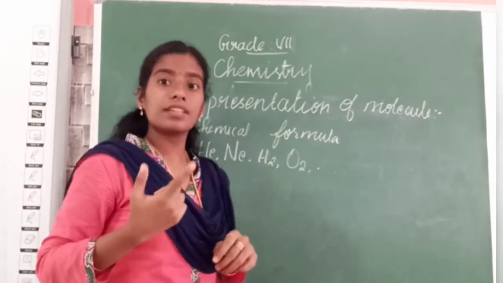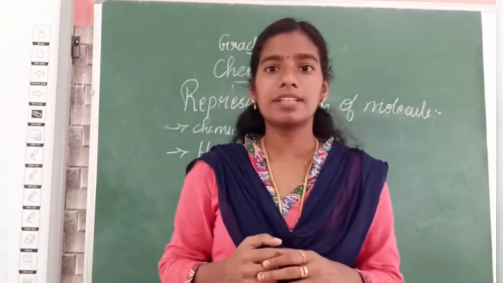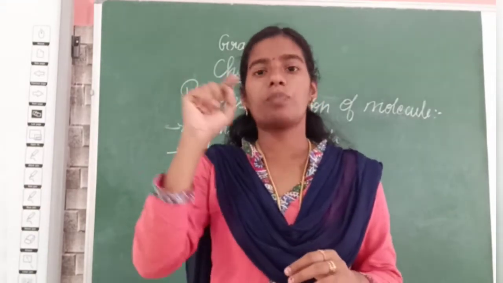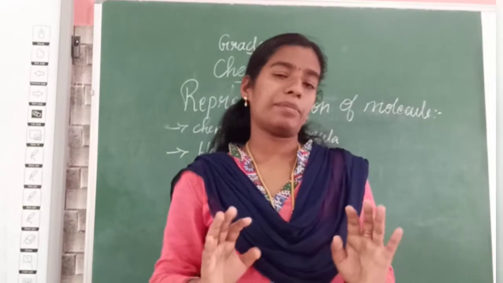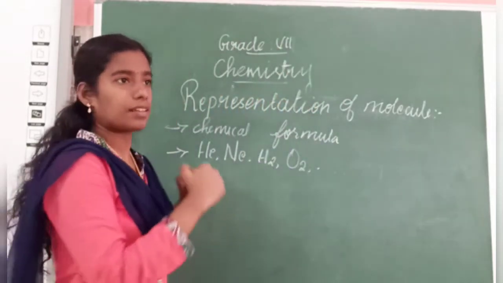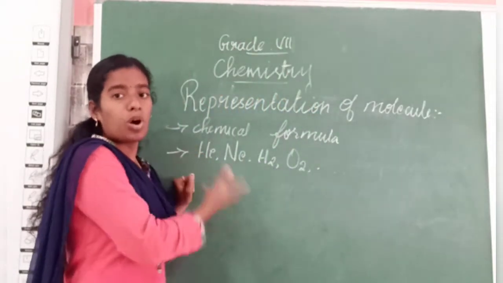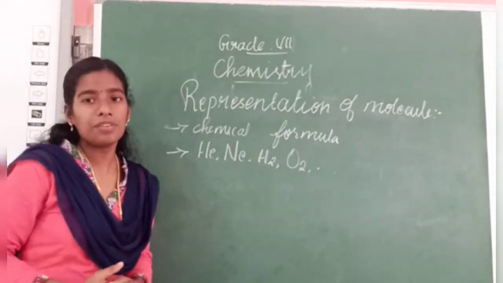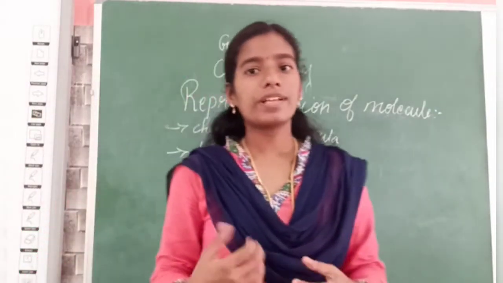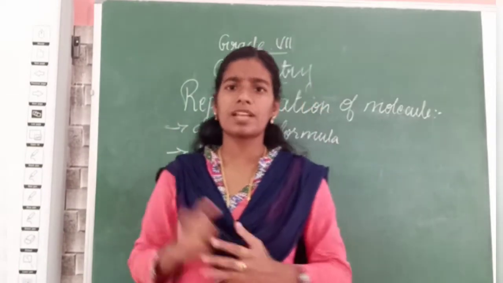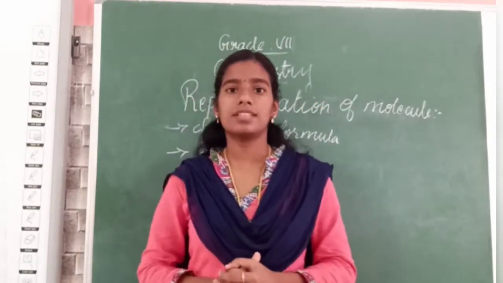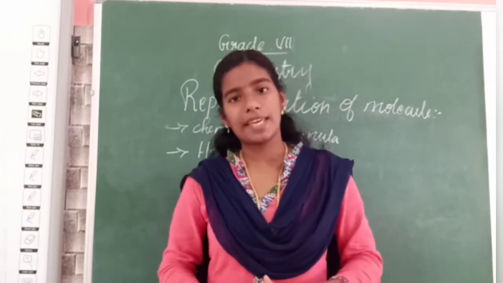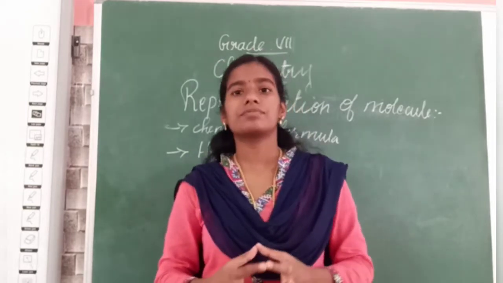But when we learned about elements, what did we do? Element means we represented using symbols, oxygen, O, hydrogen, H, it's an element. When it is coming as a molecule, you have to say it as a chemical formula. So how do we represent molecules? Yeah, very good. We represent molecules using chemical formula.